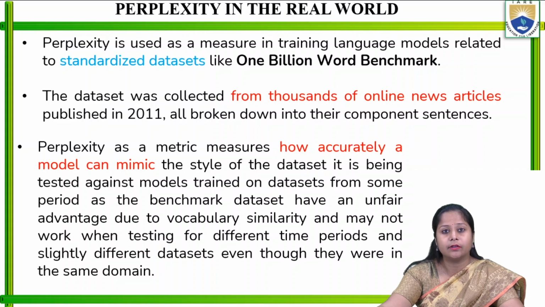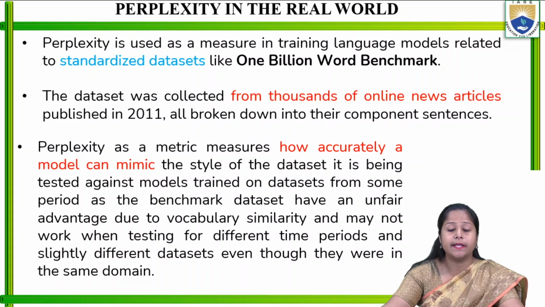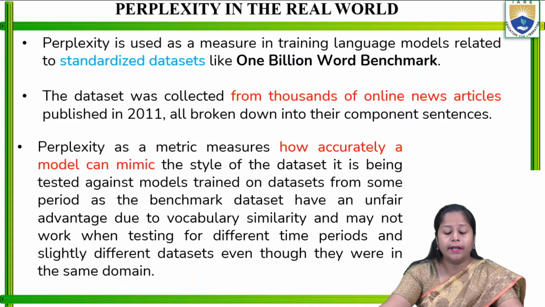In that case, on those complete sentences, perplexity as a metric measures how accurately a model can mimic the style of the dataset it is being tested against, for a model trained on a dataset from some period as a benchmark. Such a dataset has an unfair advantage due to vocabulary similarity. Because some vocabulary in this dataset was similar, it may not work when testing for different time periods, or for slightly different datasets even though they are in the same domain.